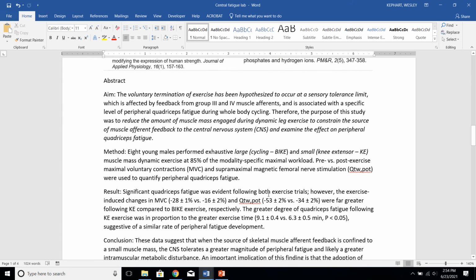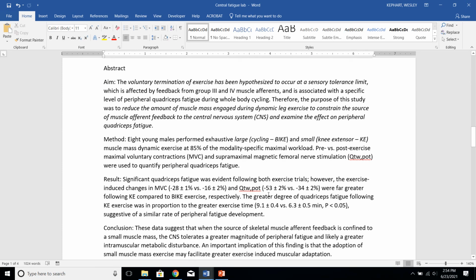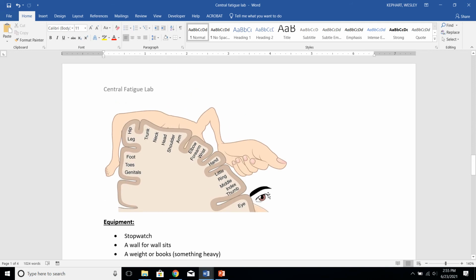So then here, let's get into a few things that we're actually going to be testing in this lab today. Here is one of the ideas that I have. We're really only going to be testing central fatigue. So basically, you're going to be doing two different types of isometric muscle contractions, just time to fatigue, endurance type of stuff. But you're going to be doing it with a small muscle group and a large muscle group.